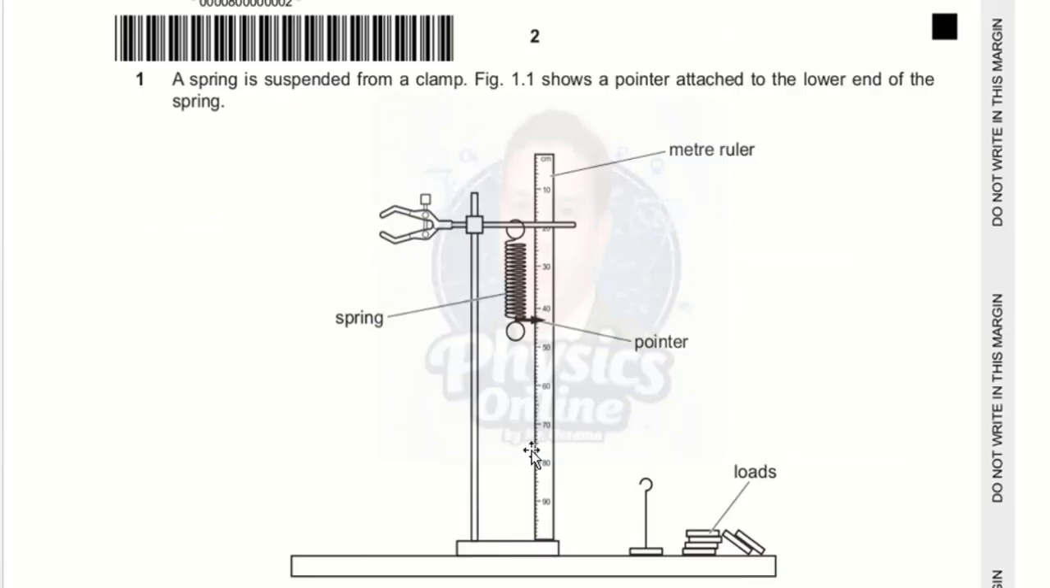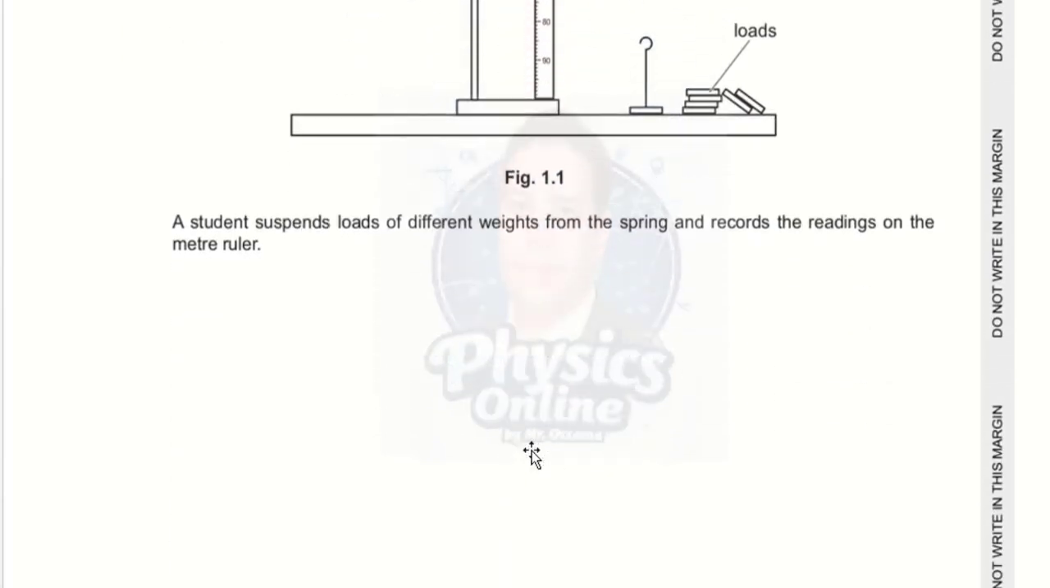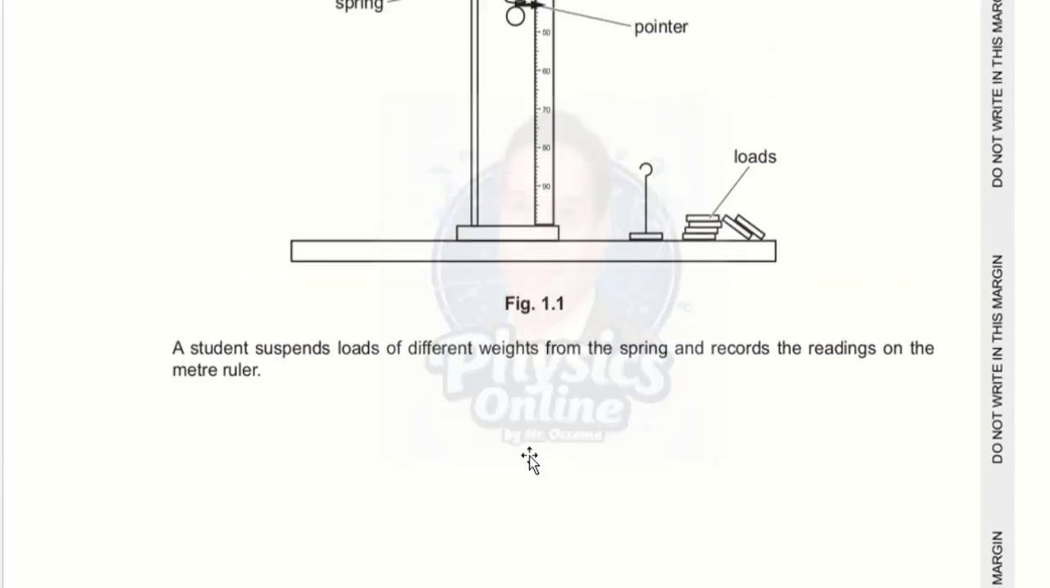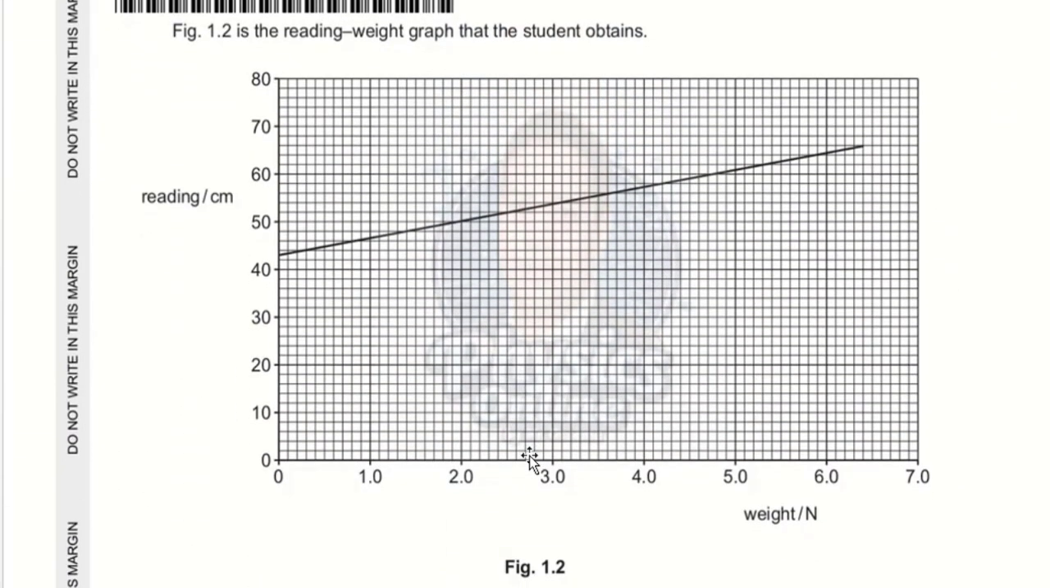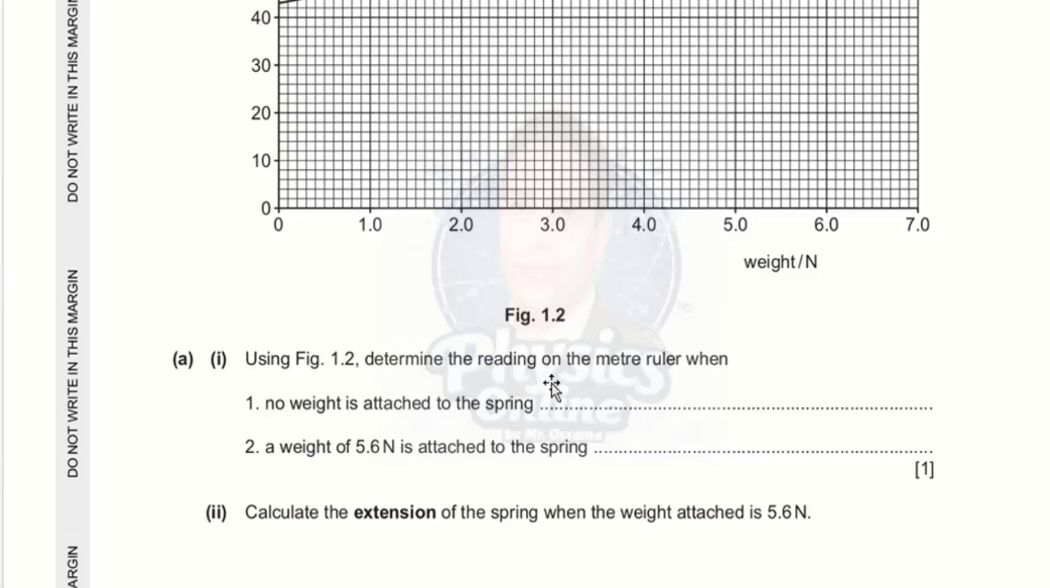Question 1. A spring is suspended from a clamp. Figure 1.1 shows the pointer attached to the lower end of the spring. A student suspended loads of different weight from the spring and records the readings on the meter ruler. Figure 1.2 is the reading-weight graph that the student obtains. Using figure 1.2, determine the reading on the meter ruler when no weight is attached to the spring.